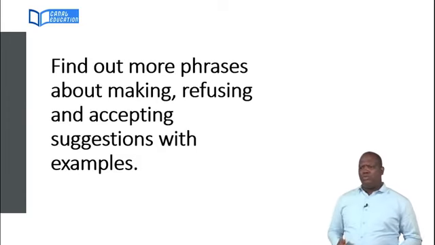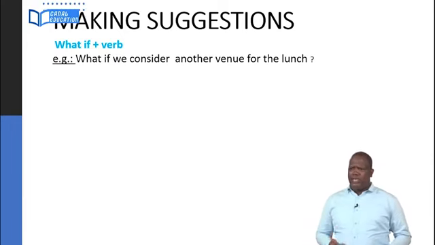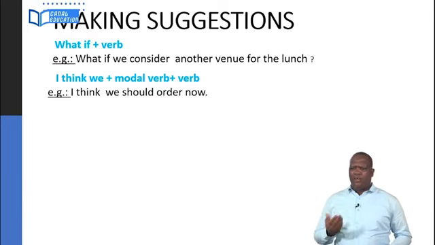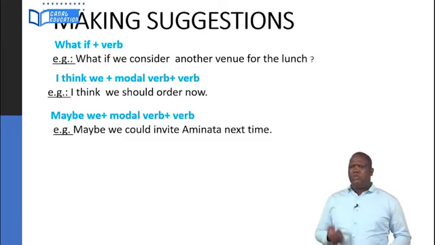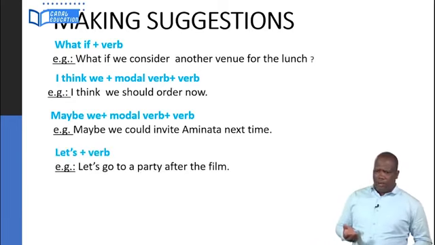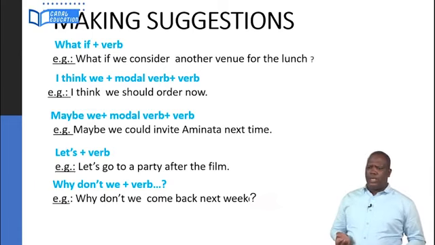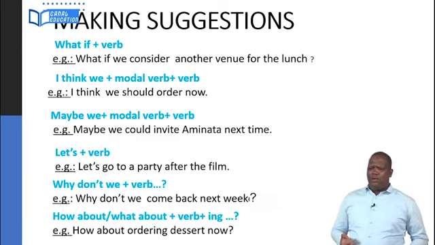Now let's try to find out more phrases or expressions about making, refusing, and accepting suggestions, this time with examples. For making suggestions: what if plus verb. Example, what if we consider another venue for the lunch? You could also use I think we plus modal verb plus verb. Example, I think we should order now. Or maybe we plus modal verb plus verb. Maybe we could invite Aminata next time. Or let's plus verb. Let's go to a party after the film. You could also use why don't we plus verb. Example, why don't we come back next week? Or how about, or what about, plus verb plus ing. Example, how about ordering dessert now?